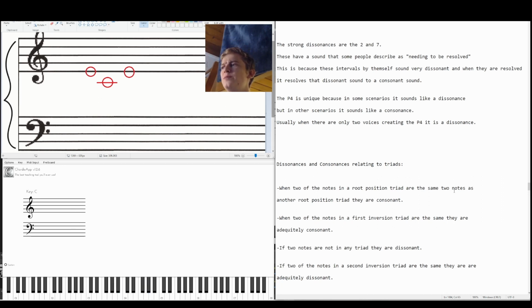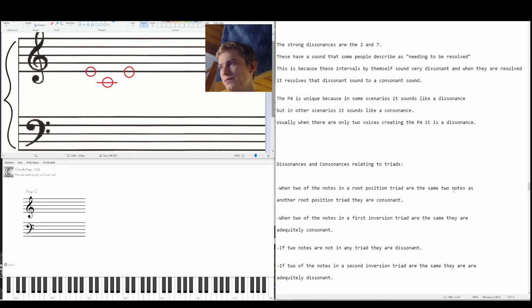These have a sound that some people describe as needing to be resolved, because these intervals by themselves sound very dissonant, and when they're resolved, it resolves that dissonant sound to a consonant sound. So again, it's like settling the sound. So if I want to resolve the 2, a fifth resolves it pretty nicely. Then if I want to resolve that minor seventh, an octave resolves that pretty nicely. So we're going from a strong dissonance to a strong consonance, and that's sort of settling down that dissonant, unsettled, unstable sound.